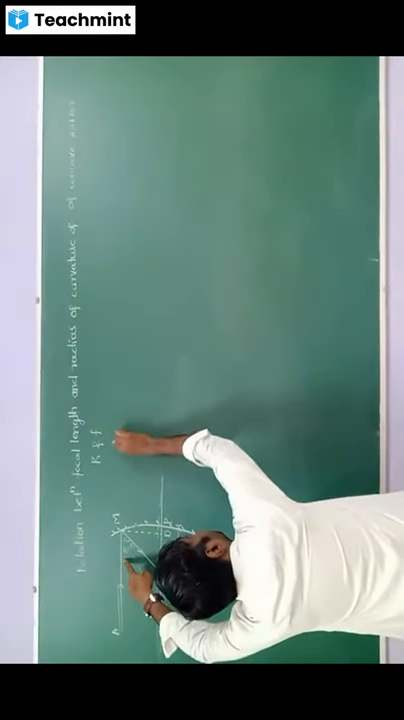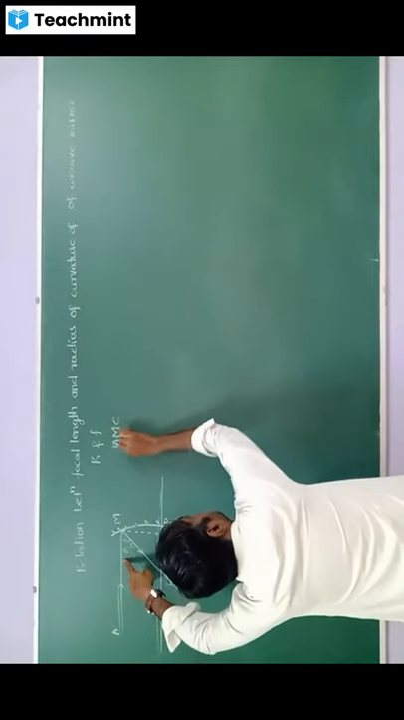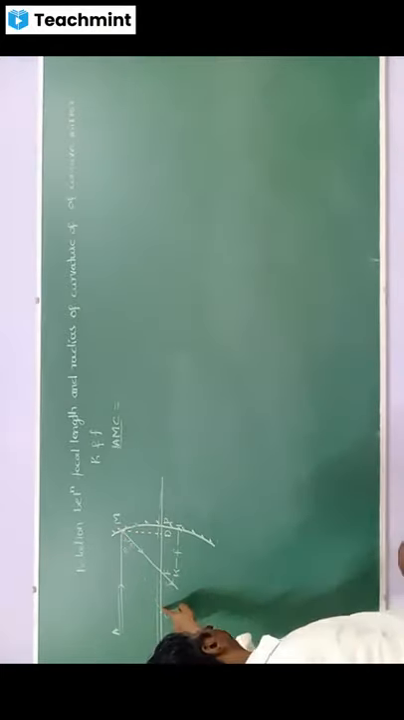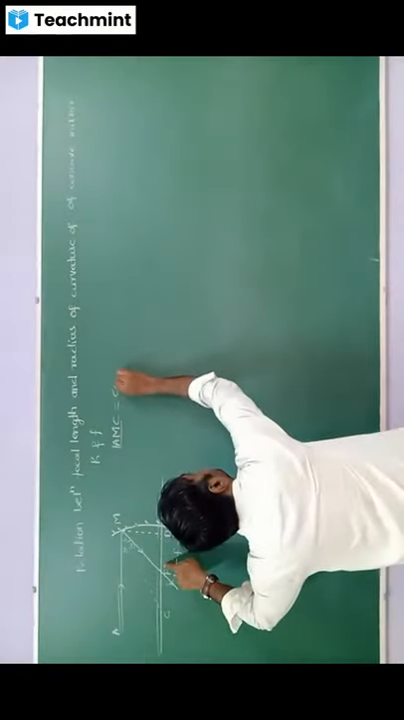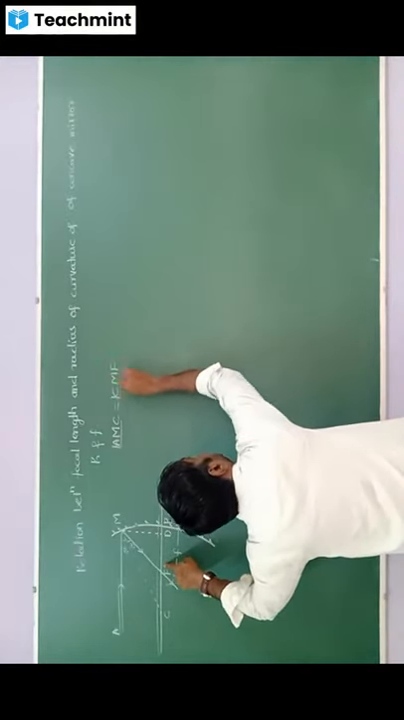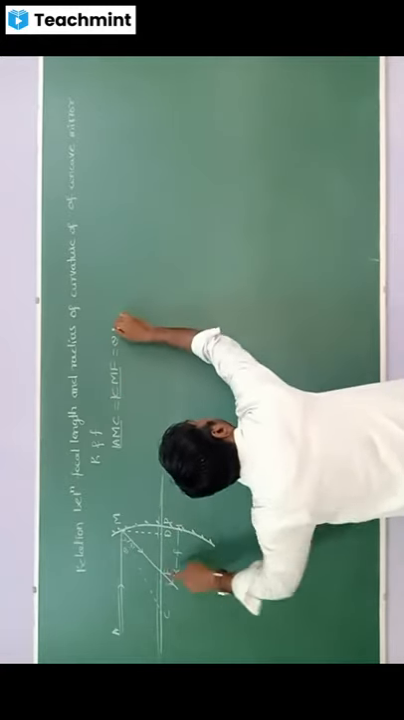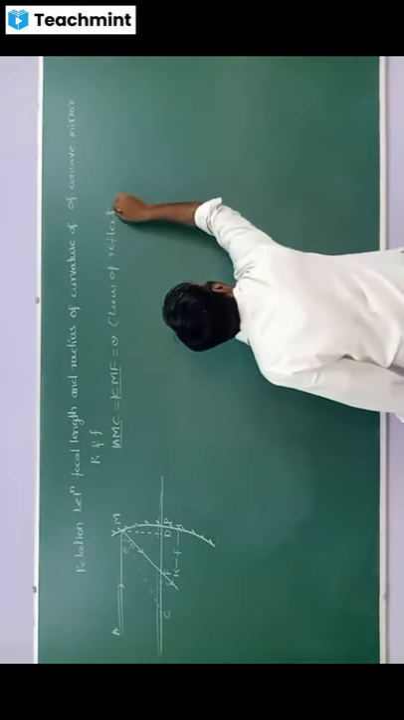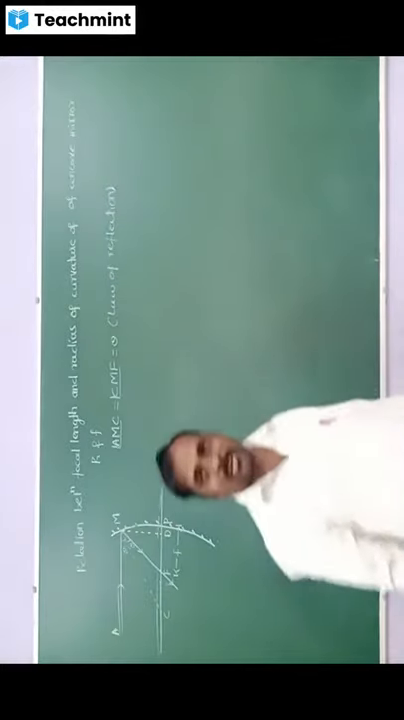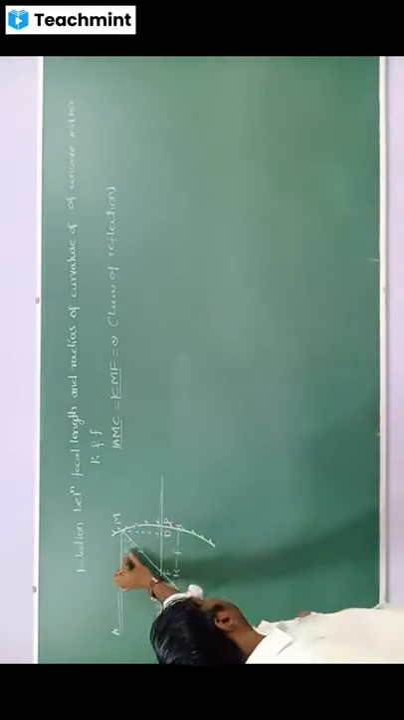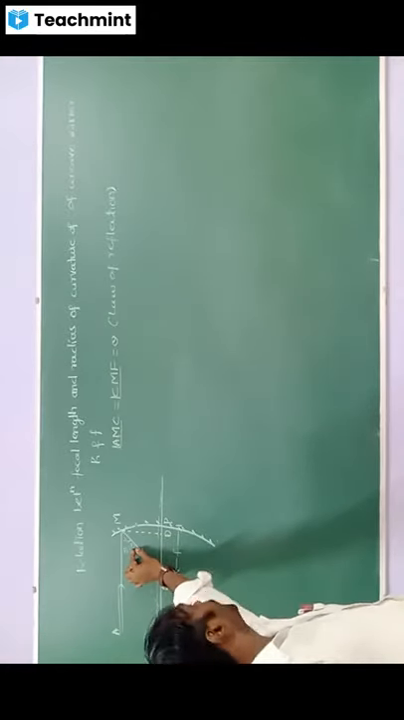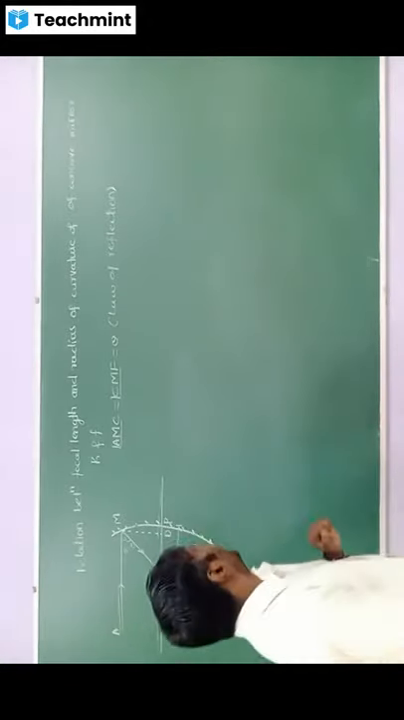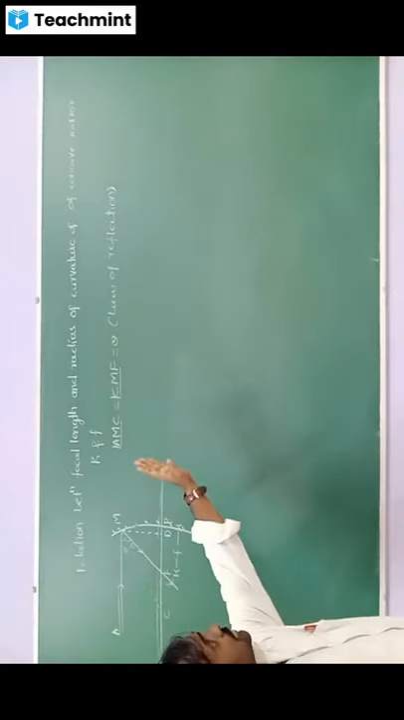The angle AMC is the angle of incidence, and CMF is the angle of reflection. Angle AMC is equal to angle CMF, equal to theta. The reason is the law of reflection: the angle of incidence is always equal to the angle of reflection. This is the angle of incidence, this is the angle of reflection. So AMC is equal to CMF, equal to theta.